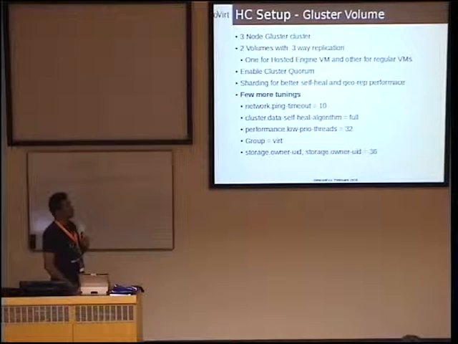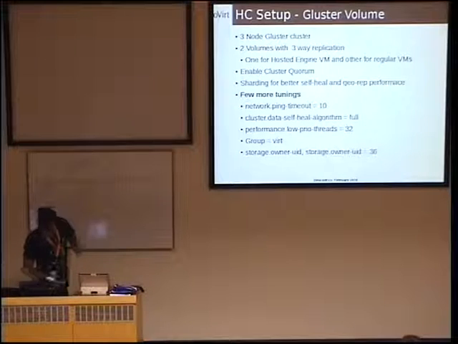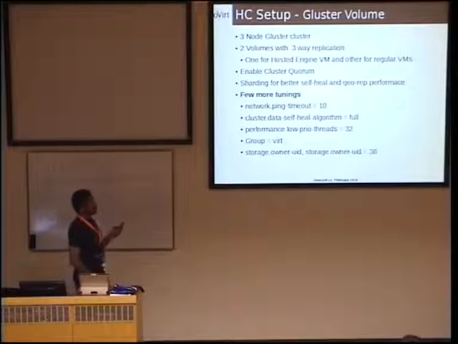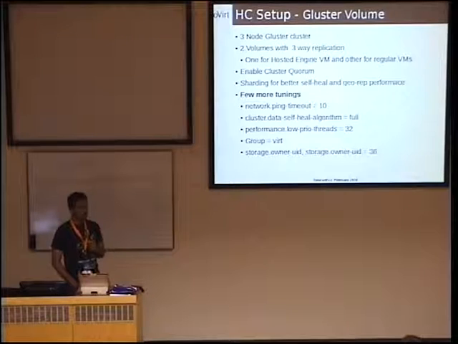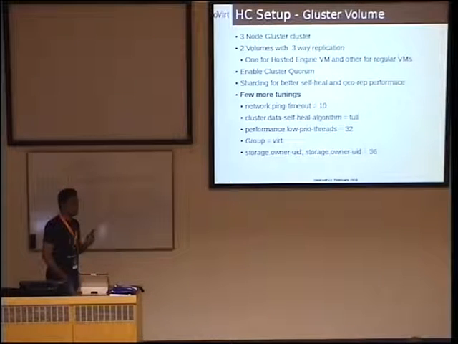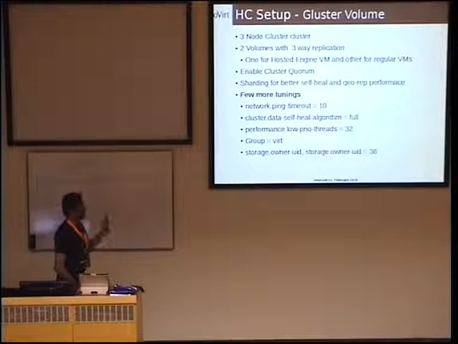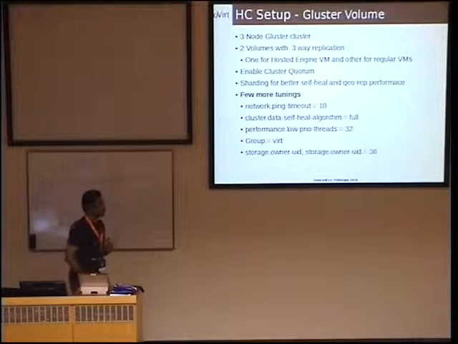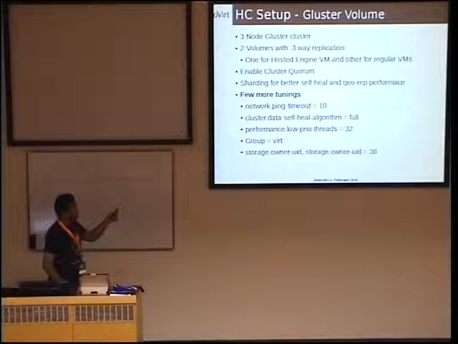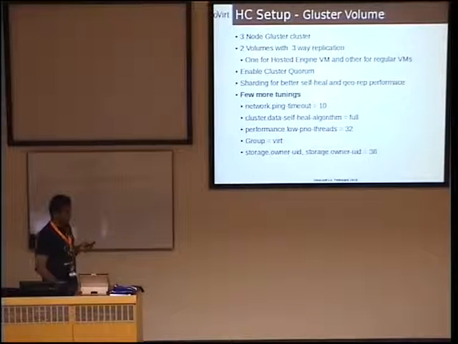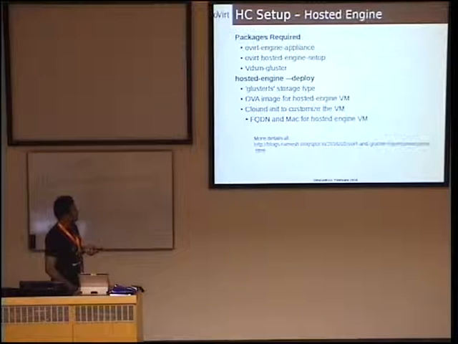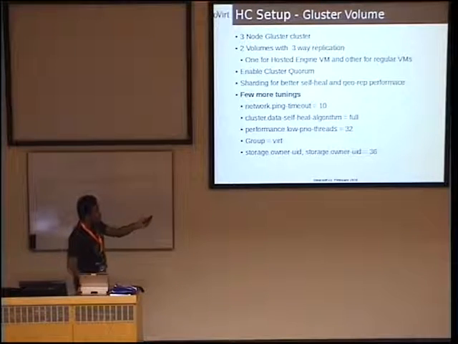We tried with Gluster as well, and it actually solves the CPU problem. Now with self-heal, we are not seeing more CPU usage. We had to do a few more tunings, like setting the network ping timeout and self-heal algorithm, and the oVirt group setting, the owner ID and group ID to 36. Sorry, that should be GID.